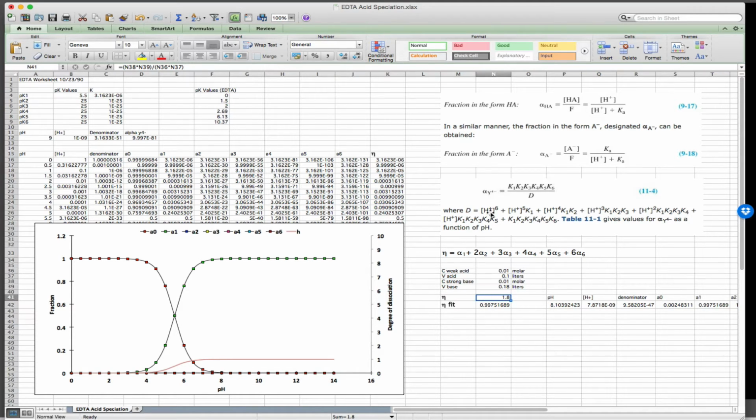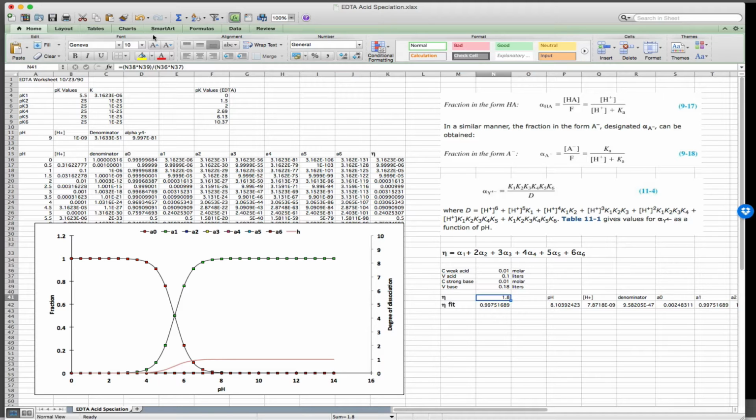So armed with our distribution functions, we can calculate the degree of dissociation of a weak acid by summing the fraction of the alpha 1 species, the species that's lost 1 proton, plus 2 times the alpha 2, plus 3 times the alpha 3, plus 4 times the alpha 4, etc., all the way up through, in this case, 6 times the alpha 6 for a hexaprotic acid. And we'll see that this is very helpful in calculating the pH of acid-base titrations.